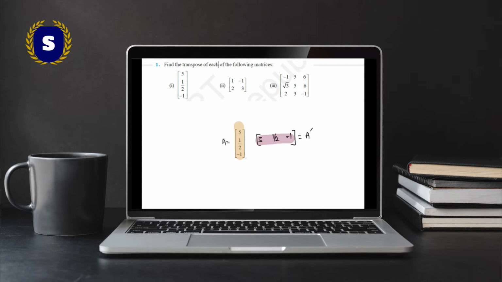Okay, let us write down this in the proper way. So first part, let us assume this to be matrix A, 5, 1 by 2 and minus 1. So the transpose of matrix A, that is A transpose, will be 5, half and minus 1, in which we have one row and three columns.